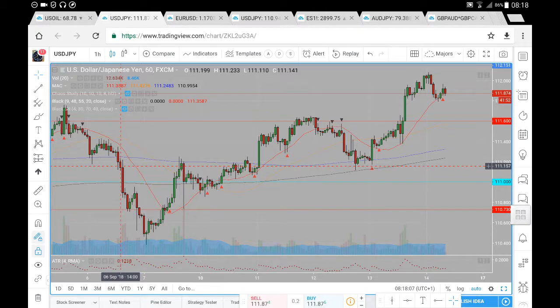So this US dollar Japanese yen analysis for Friday the 14th of September. Now let's just have a look where prices may likely go.